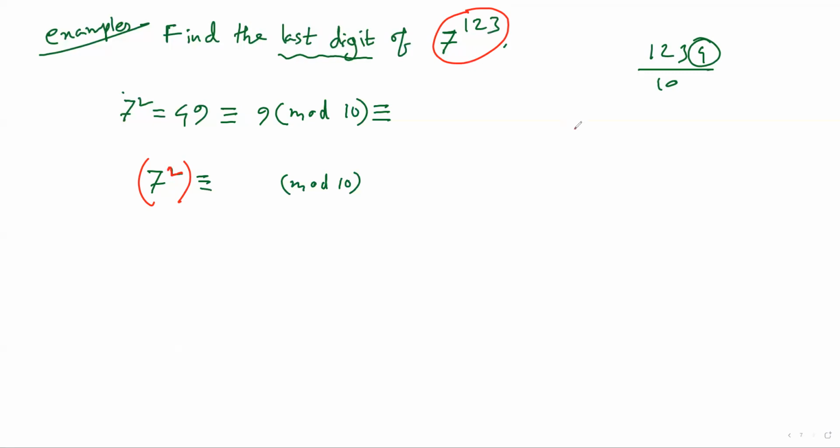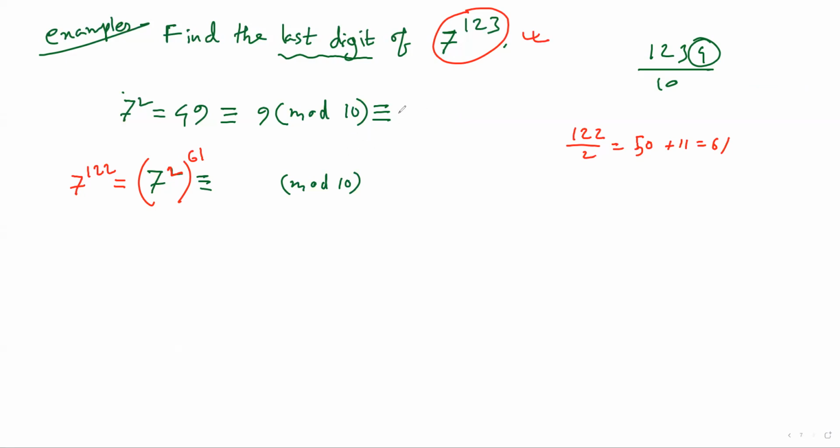Half of 100 is 50, and half of 22 is 11, so 61. So if you raise to the power 61, you would get what? 7 to the power 122, which is very close to 7 to the power 123. But that would mean raising the power of 9 to 61 as well. And that number is lesser in magnitude than 7 to the power 123, but still pretty huge.